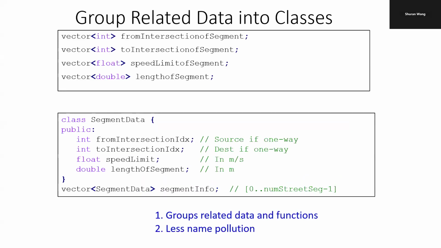Group related data into classes. Say here, we have 4 global variables that are vectors, and all of those contain information about segments. We can group those 4 pieces of information into one class or struct called segment data. The first one is from intersection index, to intersection index, speed limit, length of segment. And this brings us down to one vector of segment data that's global.